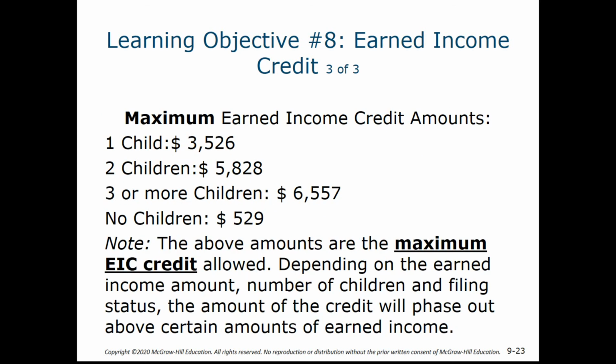So here we see the earned income credit amounts. For one child, it is $3,526 maximum. For two children, $5,828. And then three or more children is $6,557. Again, fully refundable. With no children, there is in some cases an earned income credit allowance of $529 for taxpayers.